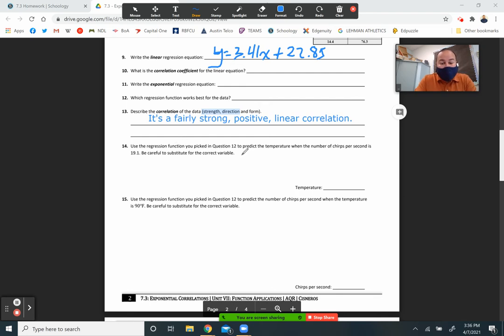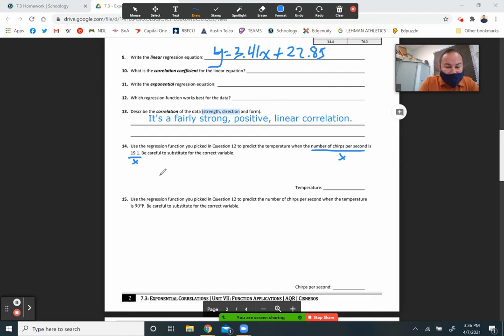So use the regression to pick the one that we picked in 12, which is going to be the linear, to predict the temperature when the number of chirps per second is 19.1. Okay. Which variable is the chirps per second, the x or the y? The x. You can look up at the table there. That's the one you put in x. It's the first one. So we're going to plug in 19.1 for x.